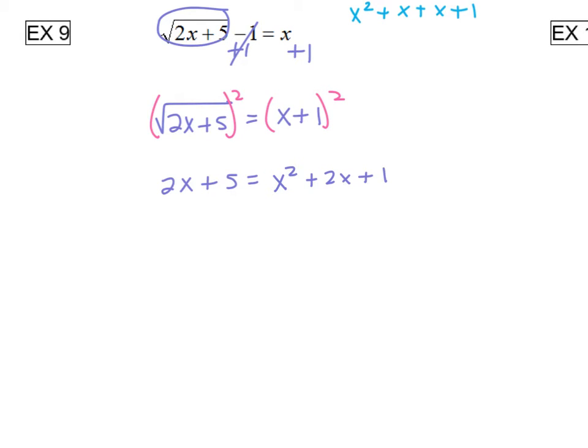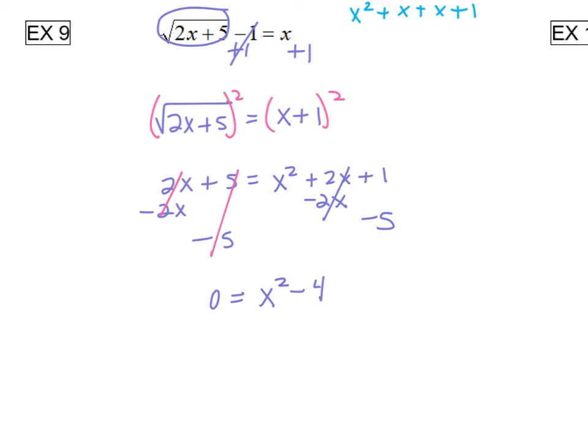So we want to go ahead and get everything on the same side so we can think about factoring. I'm going to subtract 2x from both sides. I'm also going to subtract 5, and see how I'm just subtracting it right below its like term over here. So I know that those cancel and those cancel, leaving me with 0 equals x squared. Well, 2x minus 2x cancels also, and 1 minus 5 is negative 4.